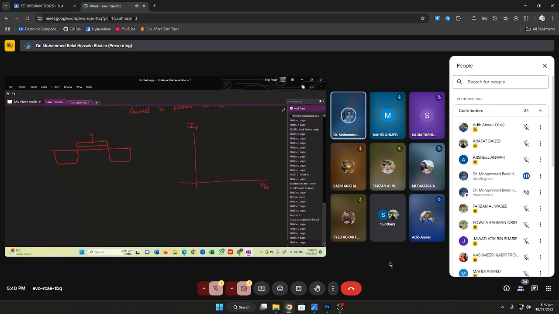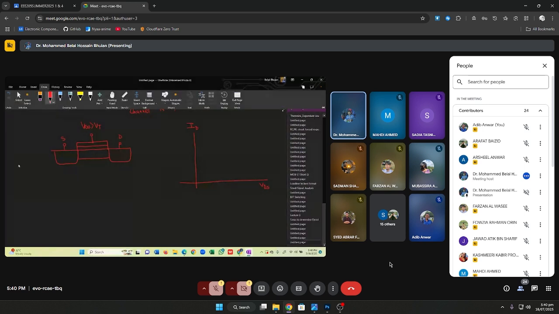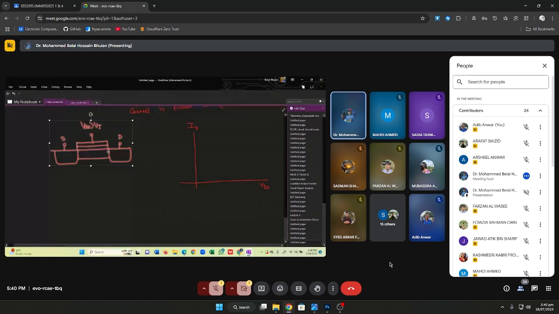We apply a gate voltage VGS, which is greater than VT. So this is our source and this is our drain. We know that a channel will be created. So this is the channel, and this is the channel depth. Channel depth means we've got plenty of electrons.